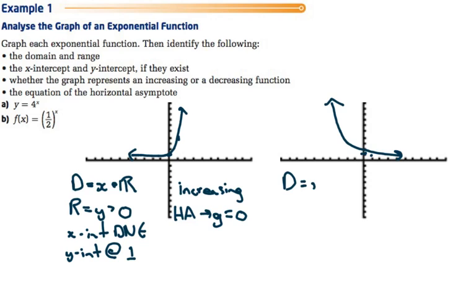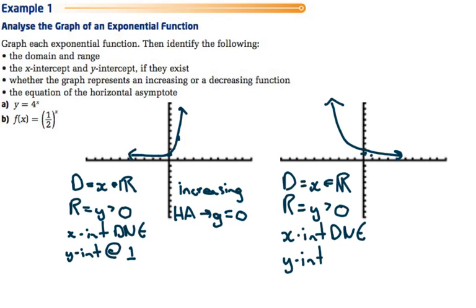The domain is still all real numbers. The range is still y is greater than 0. The x-intercept does not exist. There is a y-intercept at 1. This function, however, is a decreasing exponential function since it moves down as we go left to right. And the horizontal asymptote is at y equals 0.